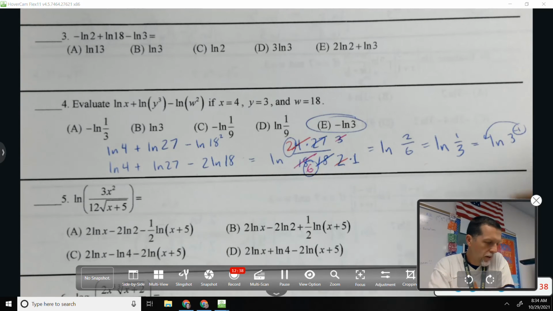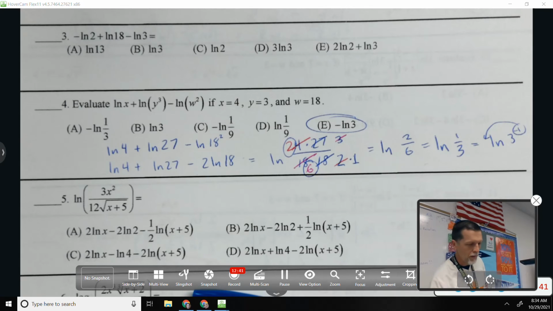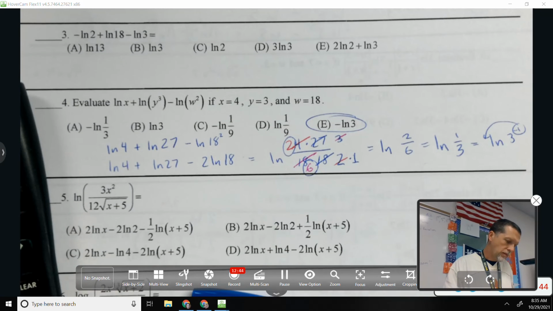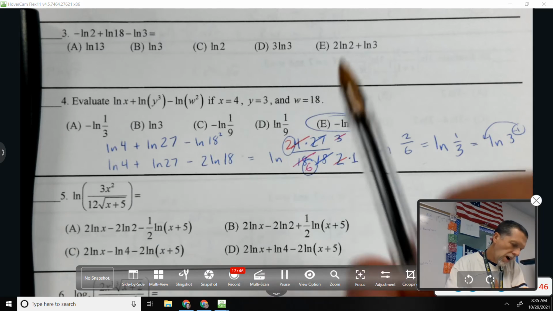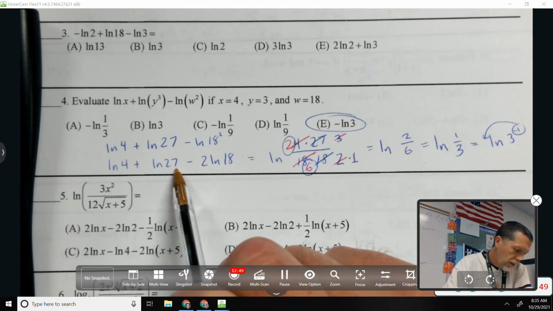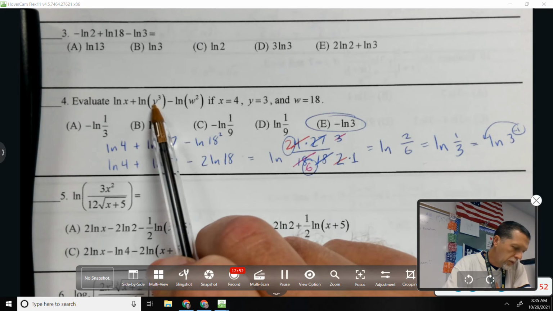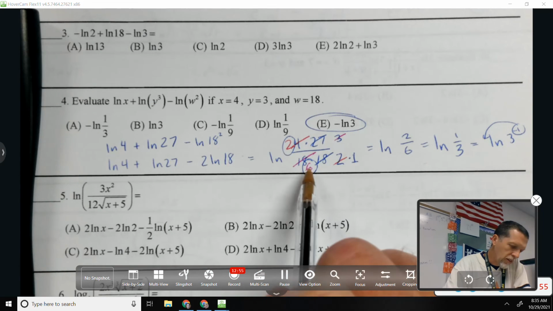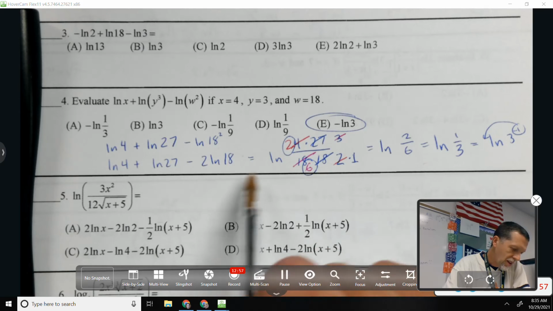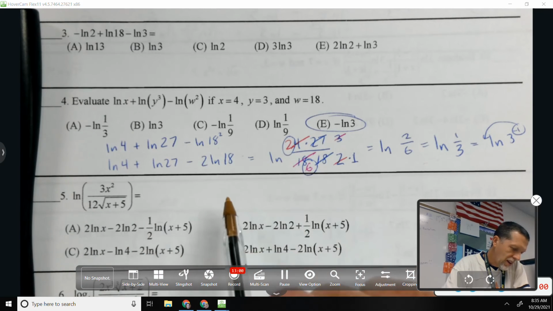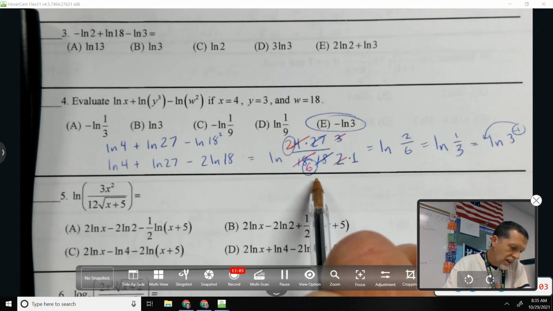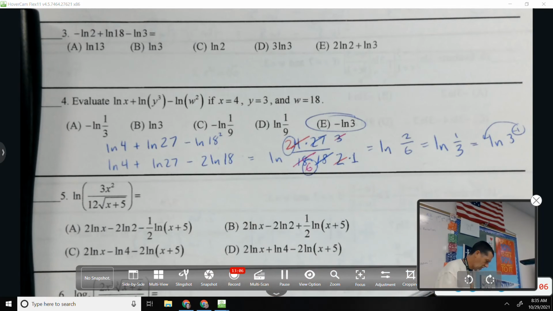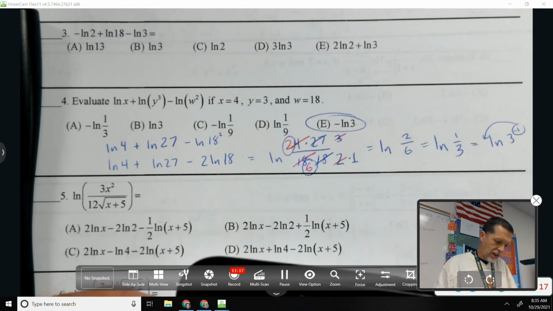Did I mess something up? I don't know, that's what I'm asking you. 3 cubed is 27. 18 squared is just 18 times 18. Divide. I'm sticking with this answer. Can you use Photomath? Can you find their mistake?